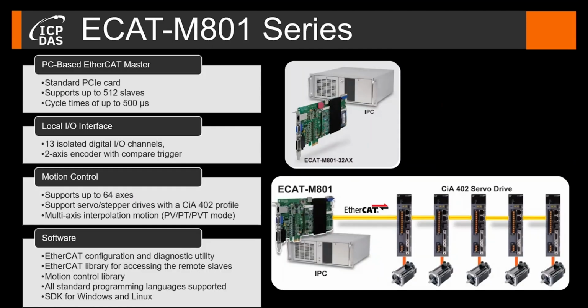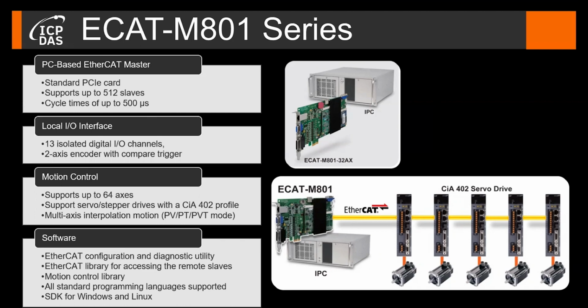ECAT M801 is our ICP PCI-based EtherCAT master solution. It is a PCI card with a high-speed real-time OS and a real-time EtherCAT master with a powerful multi-axis motion engine. It converts any standard industrial PC with a PCI slot into an EtherCAT master and a real-time motion controller.